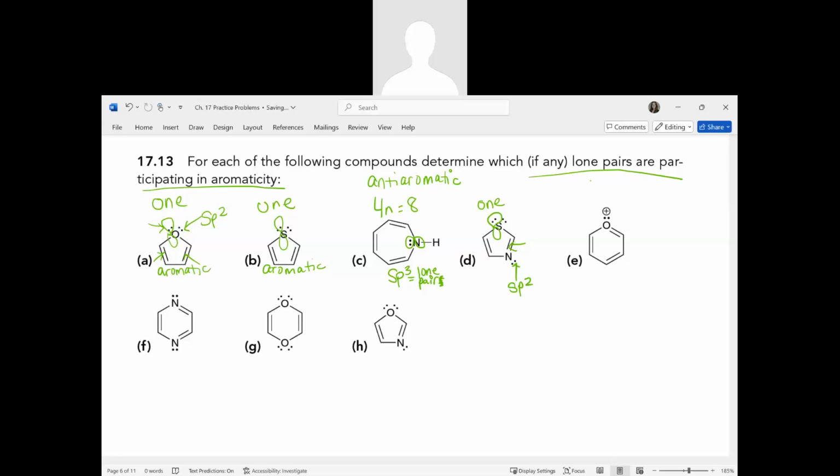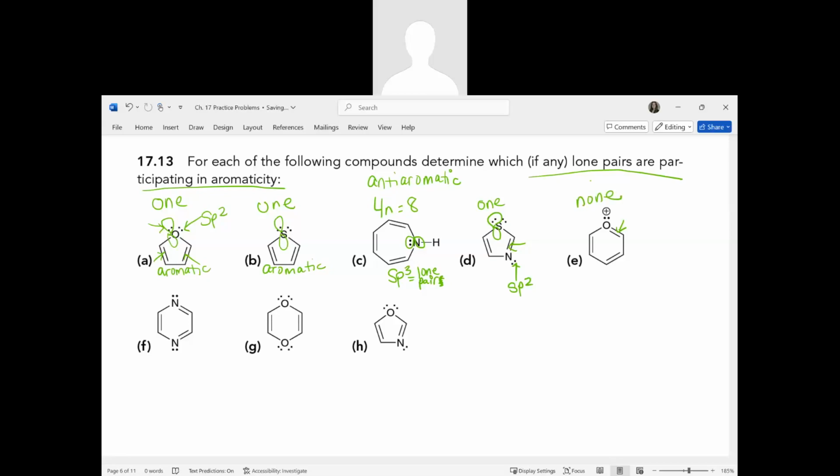And then we have compound E shown here, where there is only one lone pair on the oxygen, and it is not participating in aromaticity because the oxygen atom, again, just like the nitrogen next door, has that pi bond there that's already participating in aromaticity. So we would say none here.